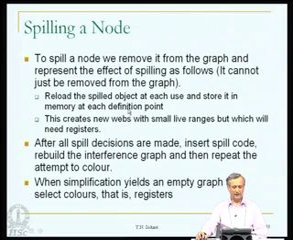How to spill a node? To spill a node, we remove it from the graph and represent the effect of spilling by reloading the spilled object at each use and storing it in a memory location at each definition point. Now the problem is this creates new webs with small live ranges, but which still need registers. So, after all the spill decisions are made, insert spill code, rebuild the interference graph and then repeat the attempt to color. When simplification yields an empty graph, we stop.